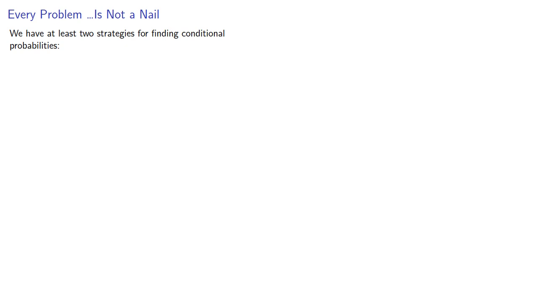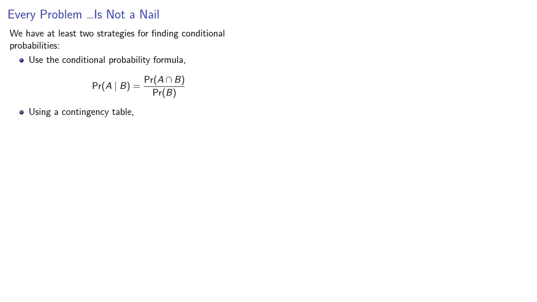We have at least two strategies for finding conditional probabilities. First, we can use the conditional probability formula: the probability of A given B is the probability of A and B divided by the probability of B. We could use a contingency table, or we could use a tree diagram. You should use whichever is easiest.